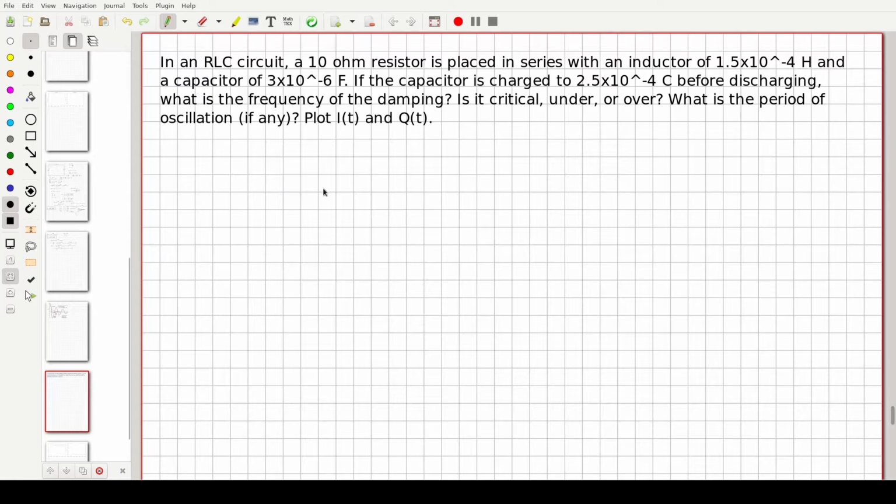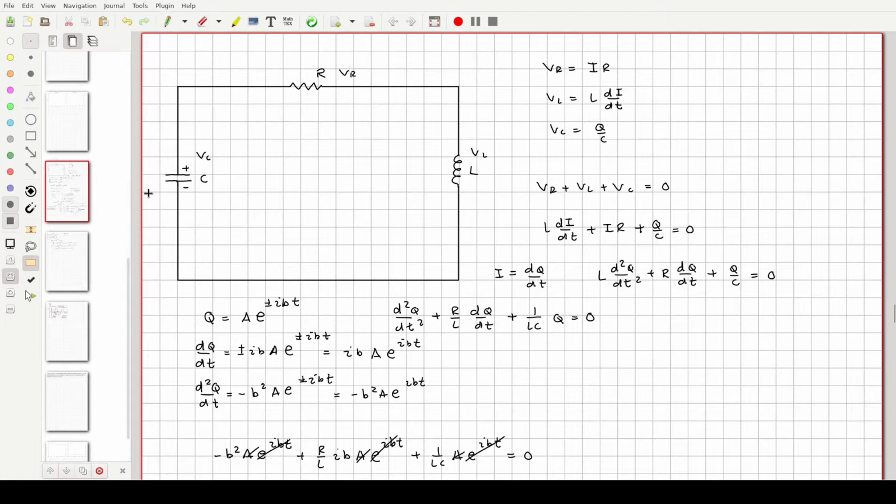Now, here's an example right here. We have an RLC circuit. You have a 10 ohm resistor. It's placed in series with an inductor and a capacitor. If the capacitor is charged to this before discharging, what I want to know is what the frequency of the damping is going to be. What type of damping are we looking at? And what's the period of oscillation, if any? I also want to plot things. So let me go over here and draw my circuit.